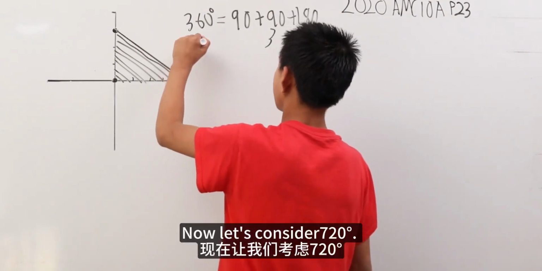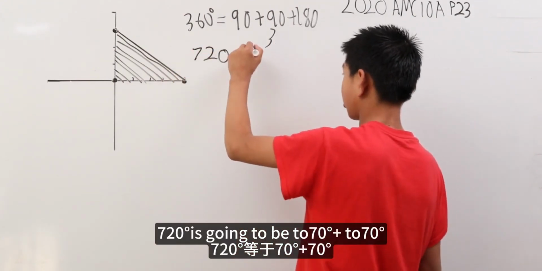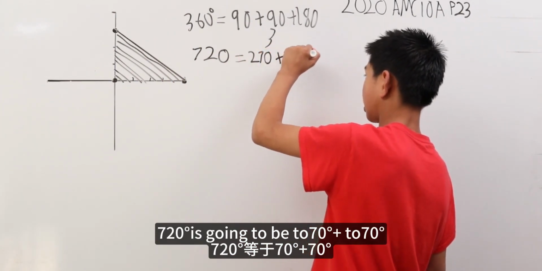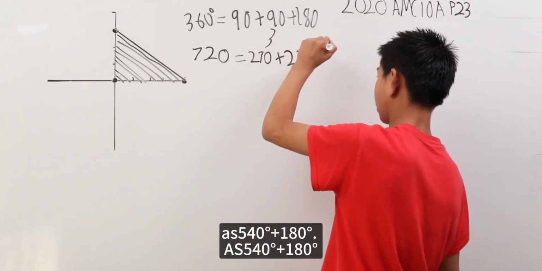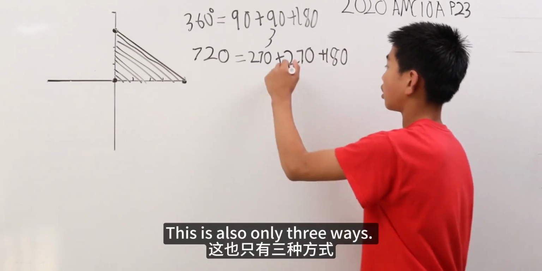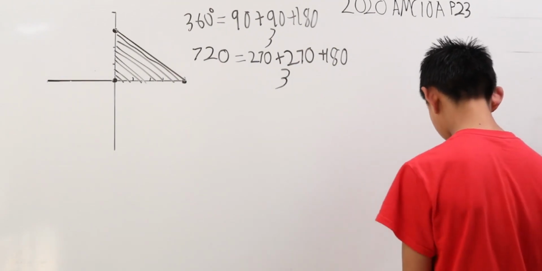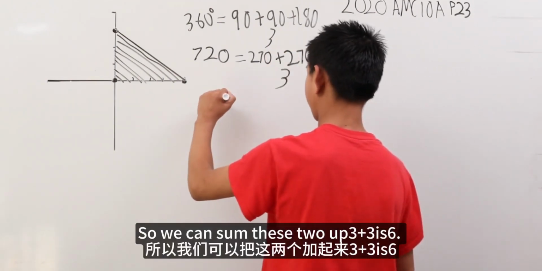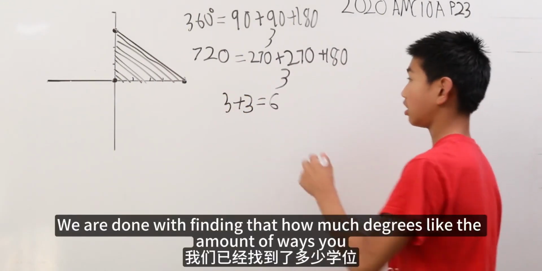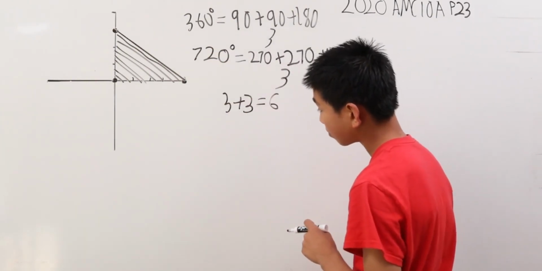Now let's consider 720 degrees. 720 degrees is going to be 270 degrees plus 270 degrees, that's 540 degrees, plus 180 degrees. And this is also only 3 ways. And this is the only way to break up a 720. So, we can sum these two up. 3 plus 3 is 6. And we are done with finding the number of ways you can do it with rotations.